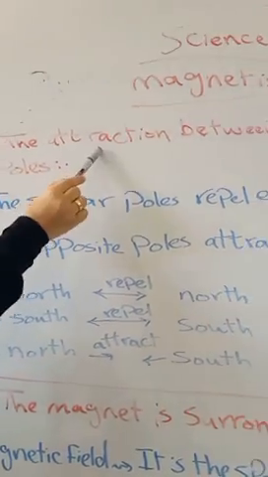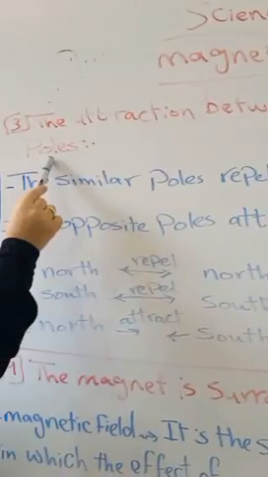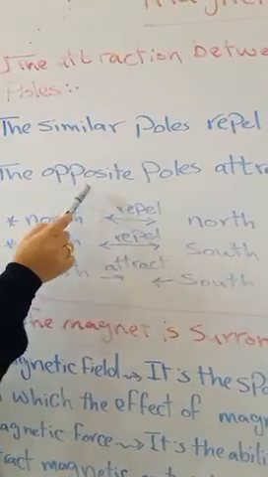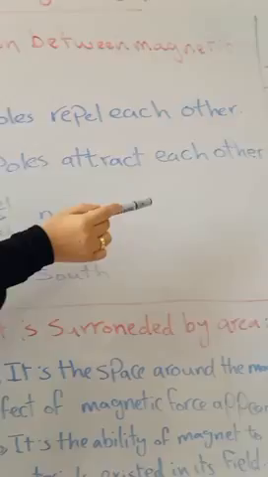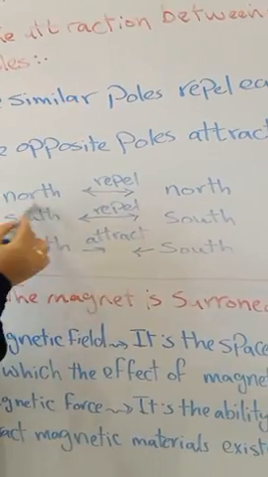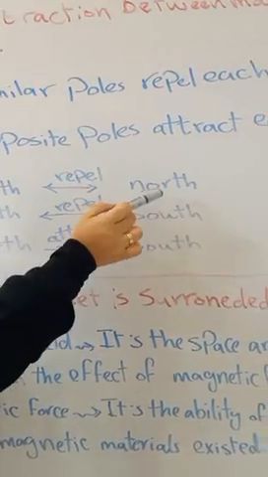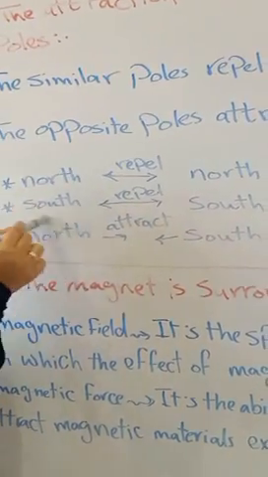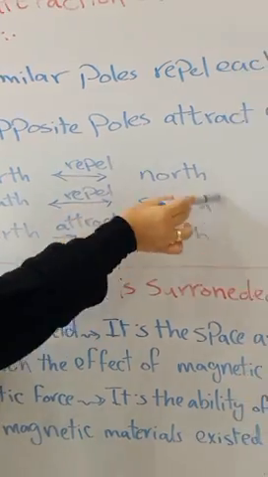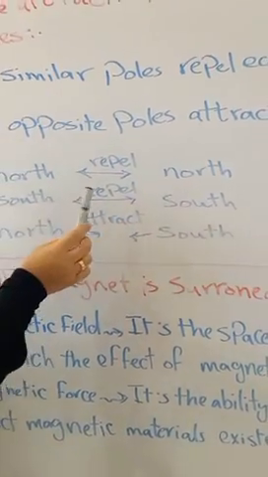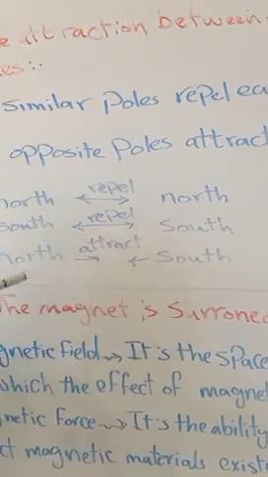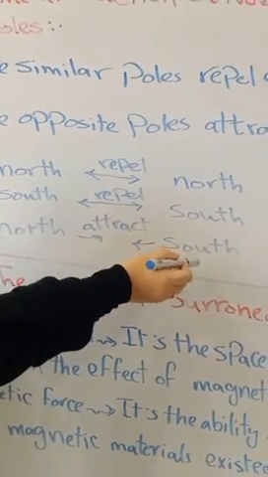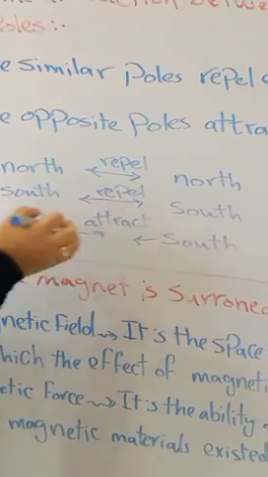Property number 3 is the attraction between magnetic poles. The similar poles repel each other, while the opposite poles attract each other. So if we have a north pole of a magnet with a north pole of another magnet, they will repel each other, while the south pole of a magnet and a south pole of another magnet also repel each other. But if we bring a north pole of a magnet near a south pole of another magnet, they will attract each other.